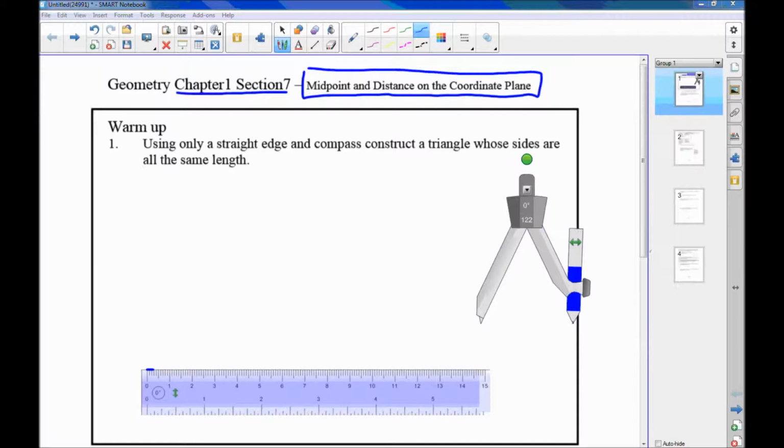Alright, so we had a warm-up first. It says, using only a straight edge and a compass, construct a triangle whose sides are all the same length. So please try this yourself first, and then come back and you can see how I did it, and make any corrections that you might have.